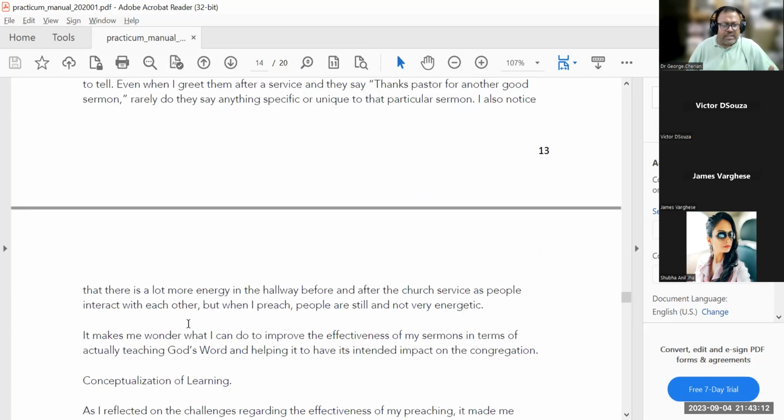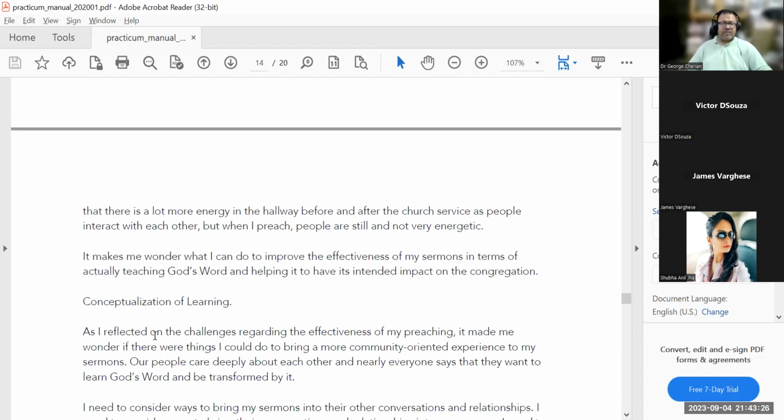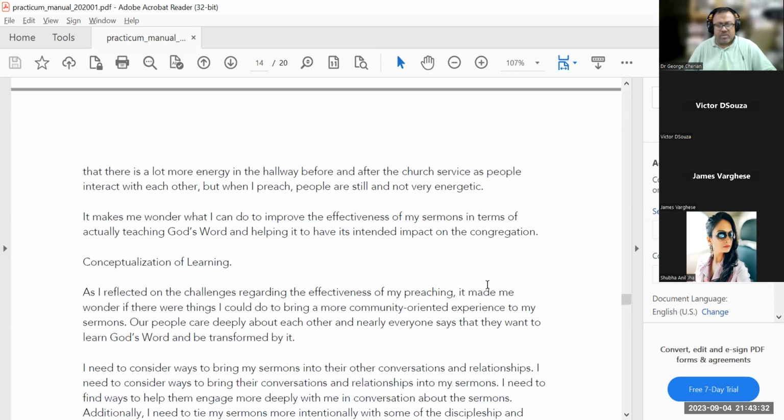I also notice that there is a lot of energy in the hallway before and after the church service as people interact with each other. But when I preach, people are still and not energetic. It makes me wonder what I can do to improve the effectiveness of my sermons in terms of actually teaching God's word and helping it to have intended impact on the congregation.